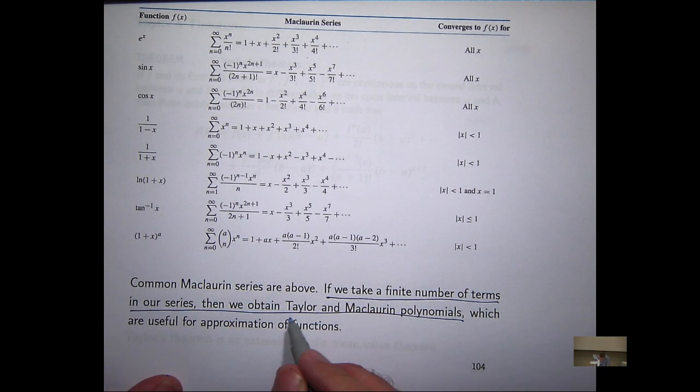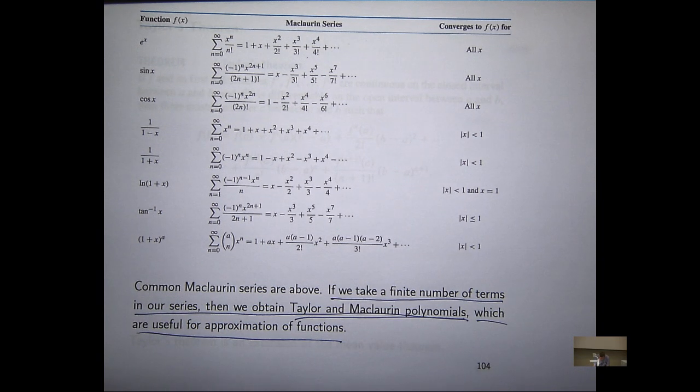And like I said before, if we take a finite number of terms in our series, then we obtain so-called Taylor and Maclaurin polynomials. Now, the important thing about these polynomials is they approximate functions. They can approximate e to the x or something like that. So what we're going to do today is look at how we can build on this knowledge from last year for functions of two variables. What does it look like for functions of two variables? How do the derivatives work and things like that? So that's one of the goals of this lecture.